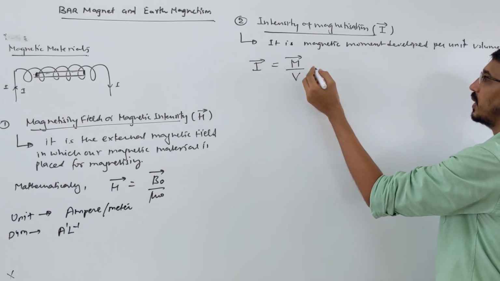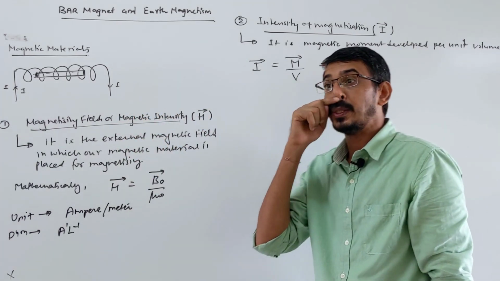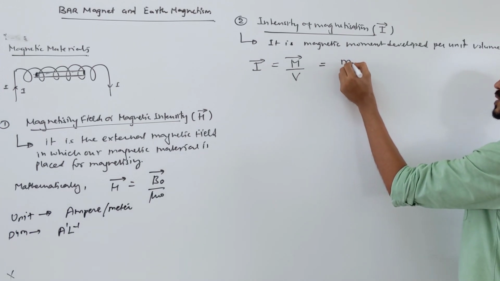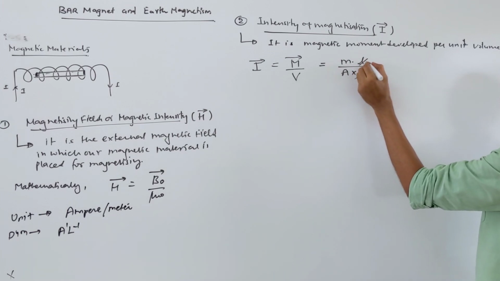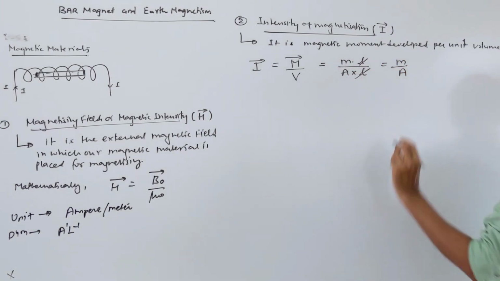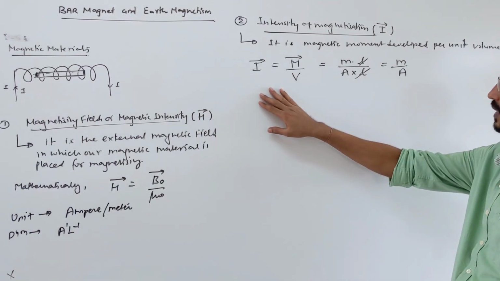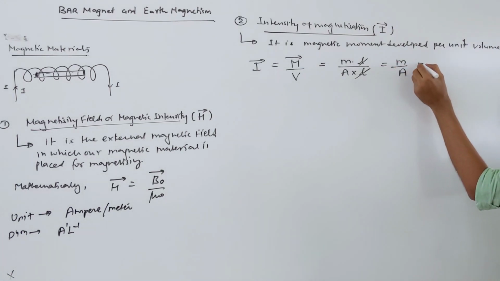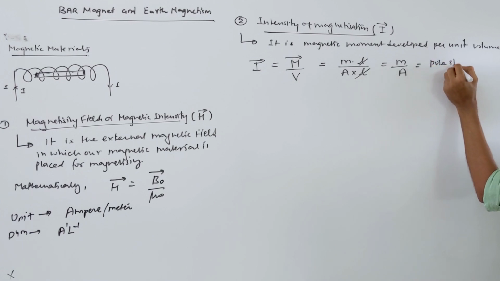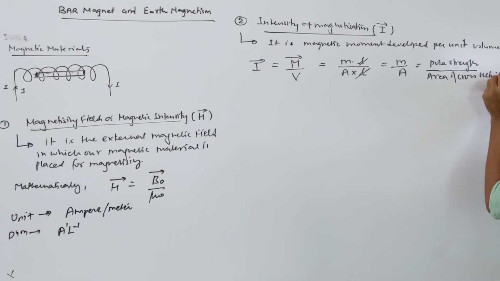You can also write this formula in another way. Suppose you have a bar magnet. Generally you discuss this topic for a bar magnet, right? The magnetic moment of a bar magnet you can write as pole strength into length, and volume you can write as area into length. Length you can cancel, so you can write M by A also, meaning pole strength by area of cross section. If you have a bar magnet, that is also your intensity of magnetization, or simply magnetic moment developed per unit volume.